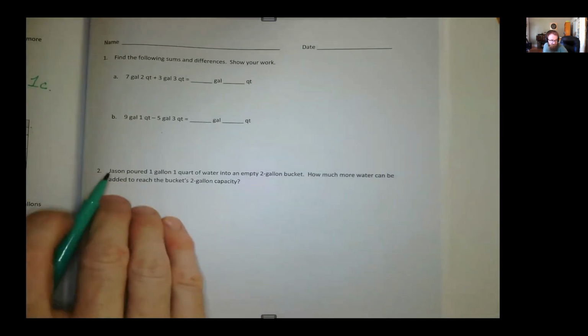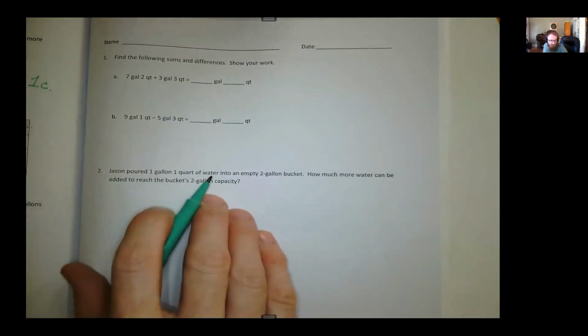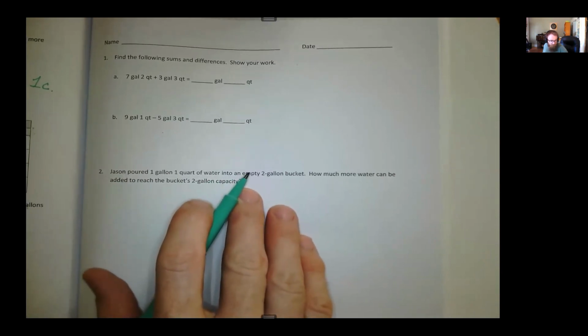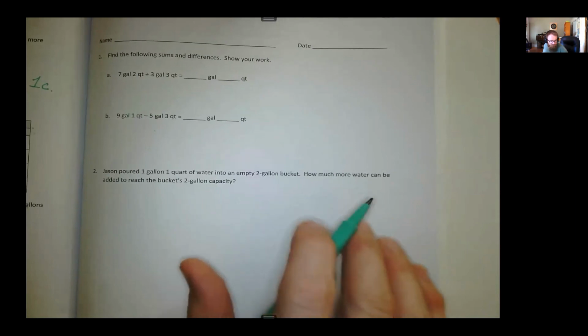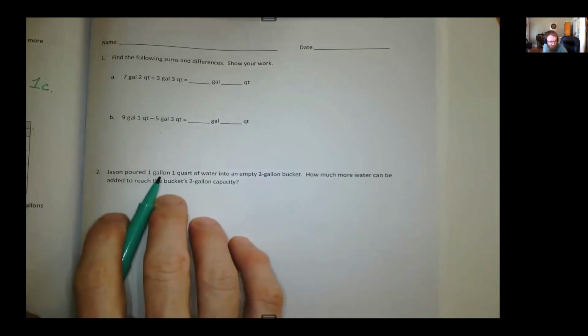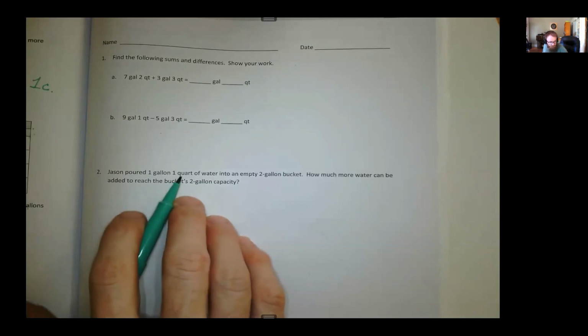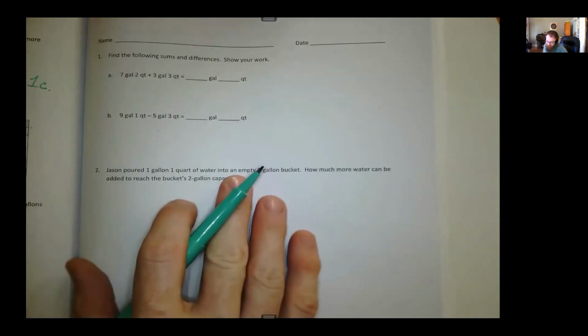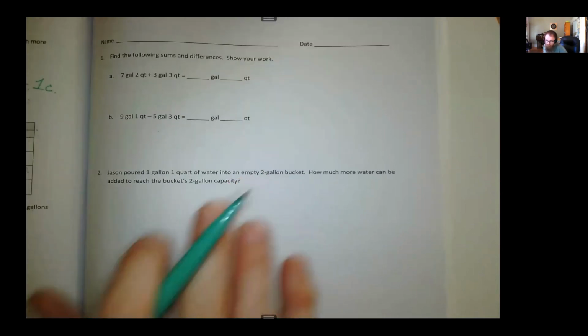Number 2 says, Jason poured 1 gallon, 1 quart of water into an empty 2-gallon bucket. How much more water can be added to reach the bucket's 2-gallon capacity? So 1 gallon and 1 quart, how much more do you need to get to 2 gallons? Solve that, write down any questions you have, and we'll talk about it tomorrow.